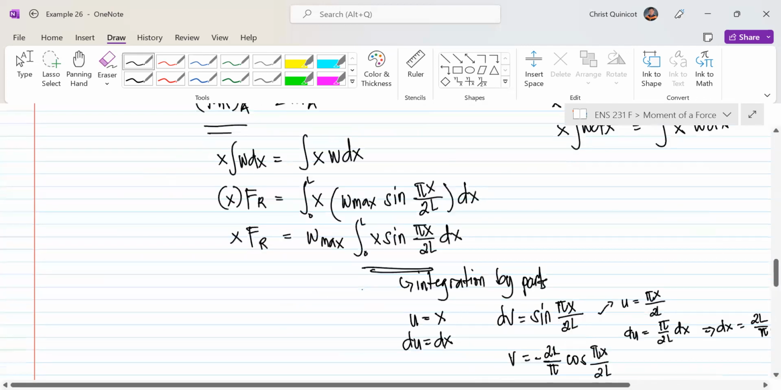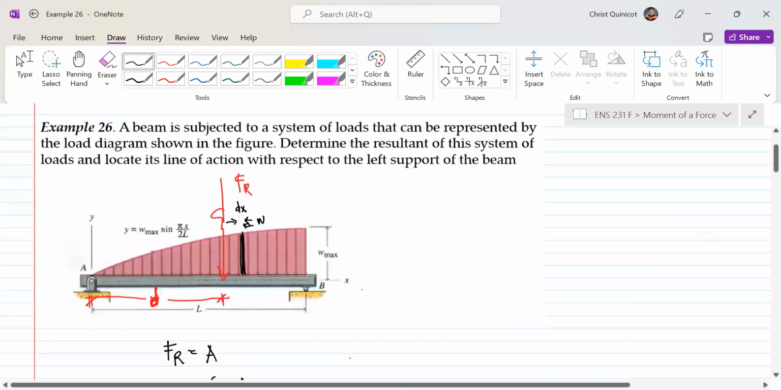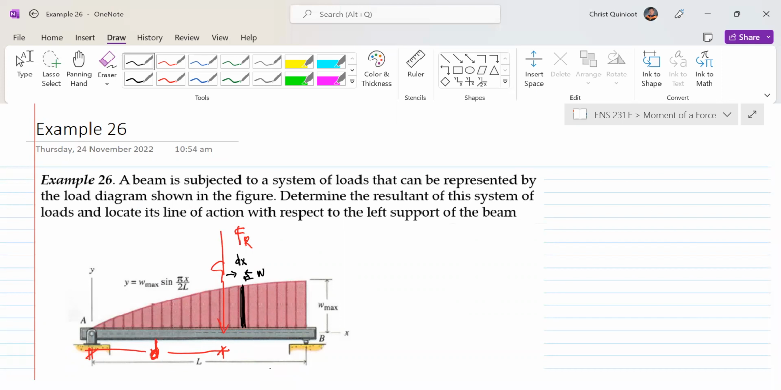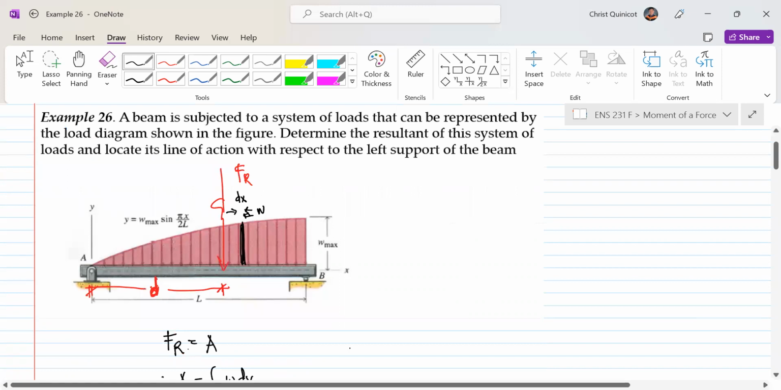Okay, so yeah, this is how we calculate the resultant of the system, provided our equation is W sub max sine pi x over 2L. Okay, and our length is L.